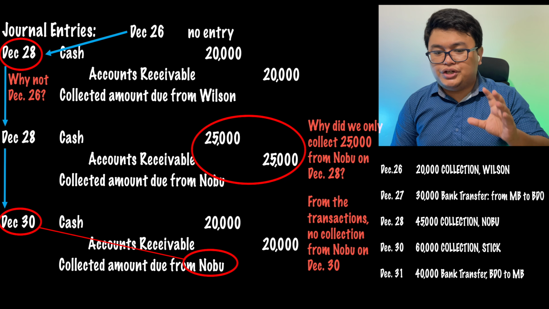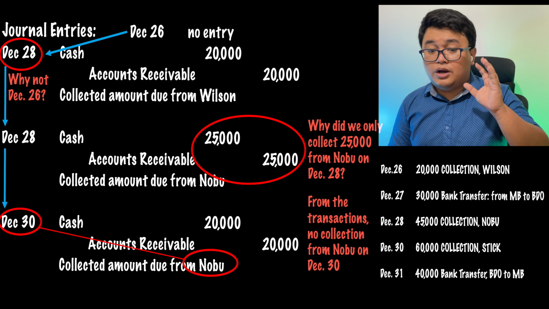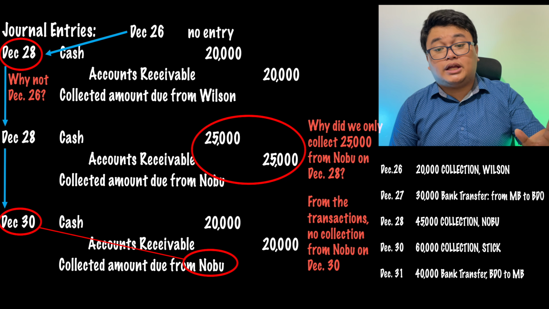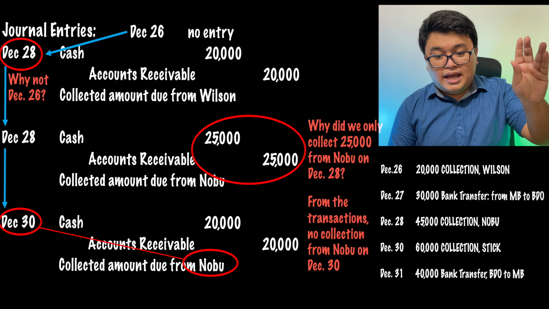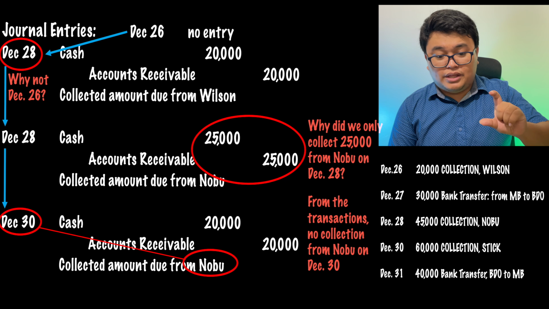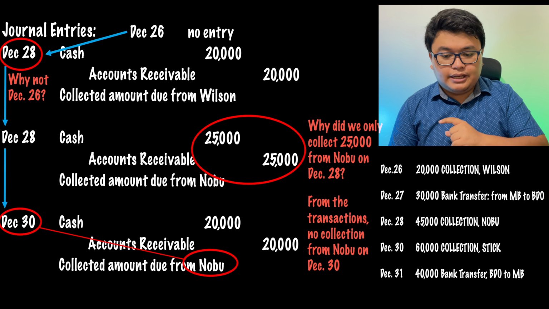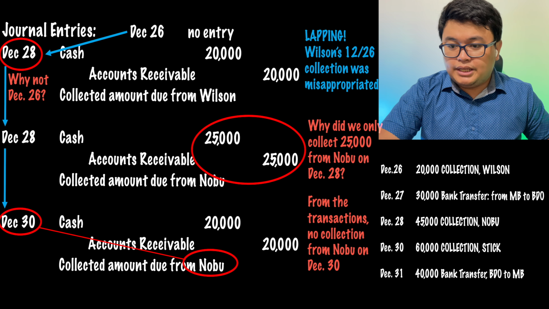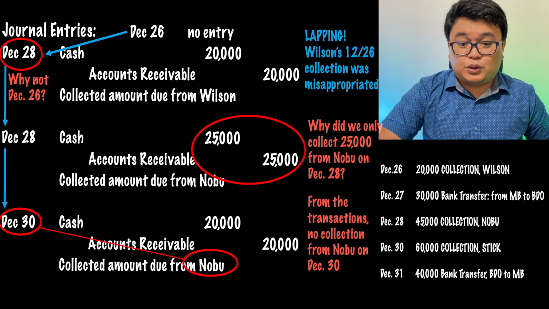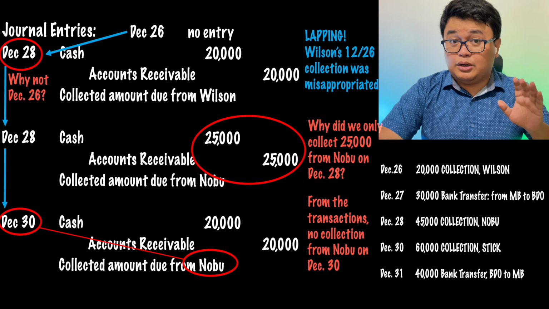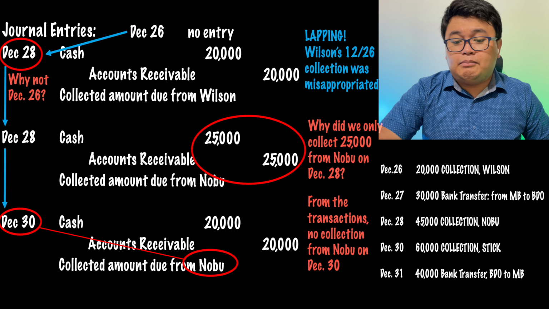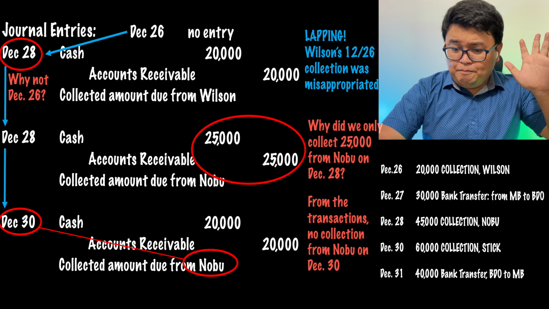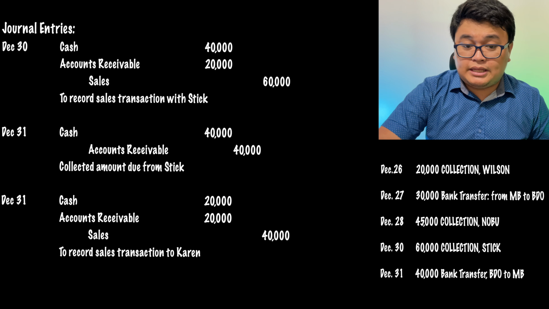It seems that in our journal entries, there is a possibility that the collection of Wilson is misappropriated because there is a delay in entry. And then on the date that we have collected Nobu, it was applied first to Wilson and it was partially applied to Nobu on December 28. And on December 30, we collected another account from Stick, right? And then it was now partially credited to Nobu. So there's a chance that the collected amount due from Wilson is considered as lapping because the collection of the amount due from Wilson is delayed and there was no entry on December 26. Instead, the collected amount due from Nobu worth 45,000 was first credited to Wilson's account and then only partially credited to Nobu. Let's keep inspecting the journal entries.